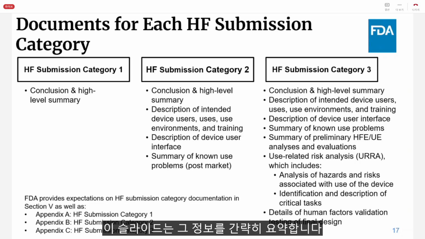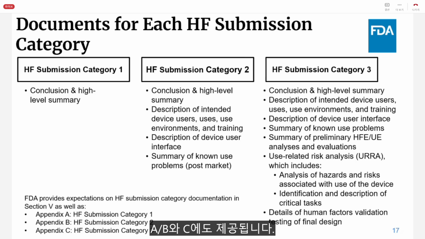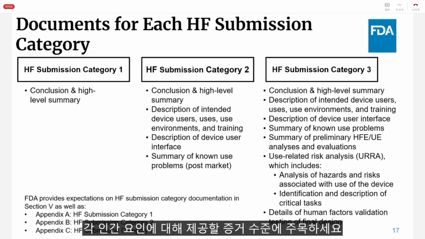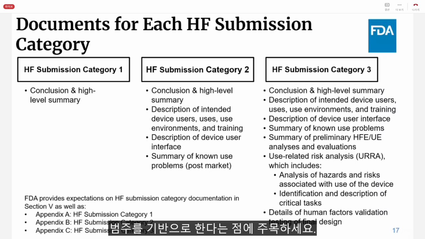In the guidance, there are also summaries provided in Appendices A, B, and C for each human factors submission category. Notice that the level of evidence to provide for each human factors submission category builds upon the lower categories as part of the risk-based approach identified in the content guidance.